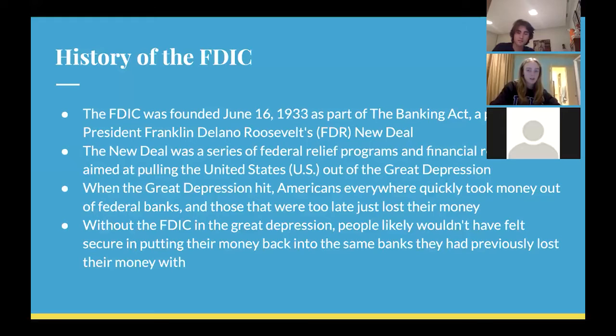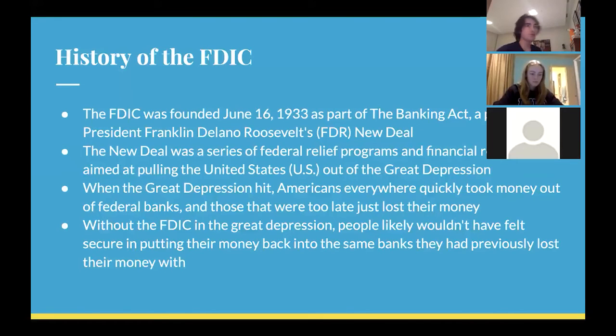When the Depression hit, Americans everywhere quickly took money out of federal banks, and those that were too late just lost their money. Because of this, a lot of Americans didn't have jobs. Unemployment was up 26% in 1930. In today's terms, 26% would be 65 million Americans. That's a lot of Americans. A lot of people were not able to provide for their families, so it was a really tough time. And without the FDIC, people likely wouldn't have felt secure putting their money back into the same banks they had previously lost their money with.